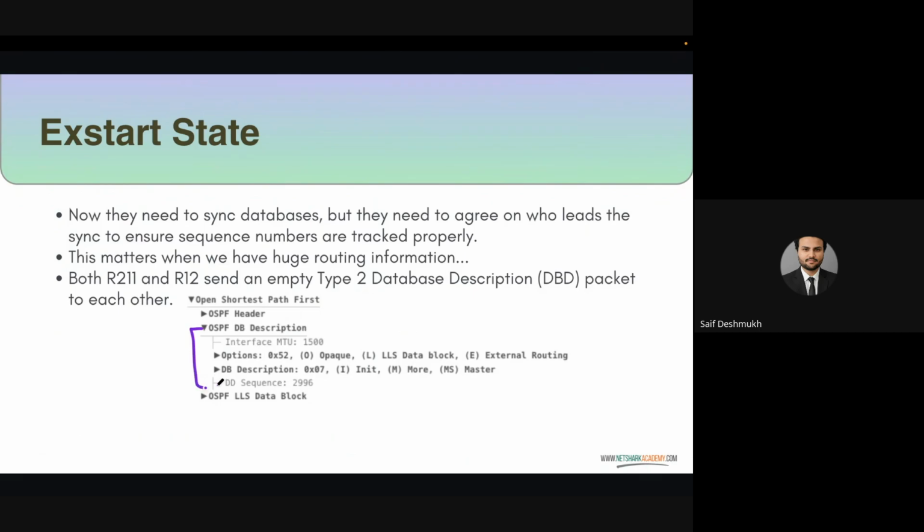This is what is inside of a database description. You see, very similar to how OSPF hellos had options, this guy also has options. But I want you to focus on this and this.